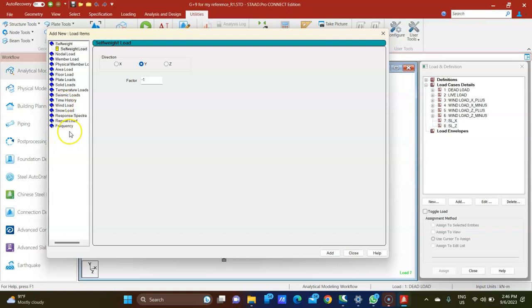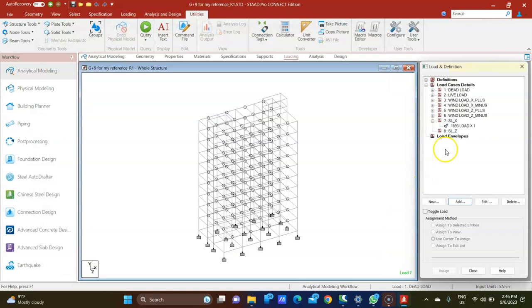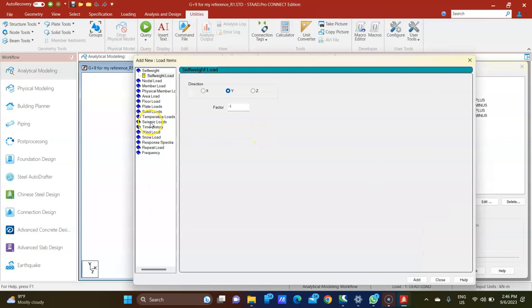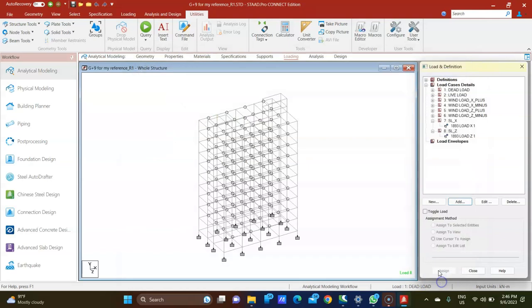There is a seismic load, where is it? Seismic load, yes. X direction factor 1, click on add. Similarly, Z directions, click on add. Seismic load, change the direction Z, factor 1, add, OK. So, using that command, STAAD is capable to distribute the force, whatever stress can be created. Here, only thing is that you will have to run that software, run that file. So, have you checked your file, you are OK or not?